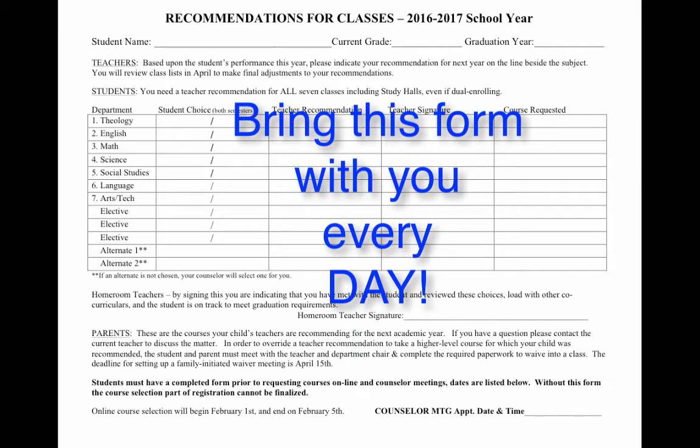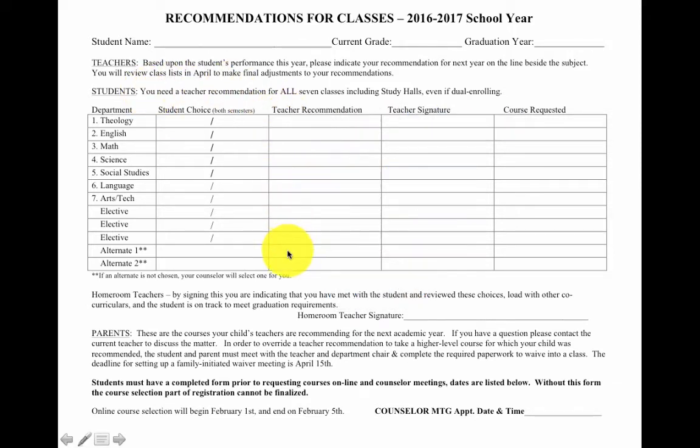What they're going to do is look at your current body of work, fill in this column right here with their suggestion, and then they will sign over here verifying, yep, this is what I believe this person should be taking next year. Now, just because you get recommended for a higher level course does not mean you have to take that. We'll come back to that a little bit later.